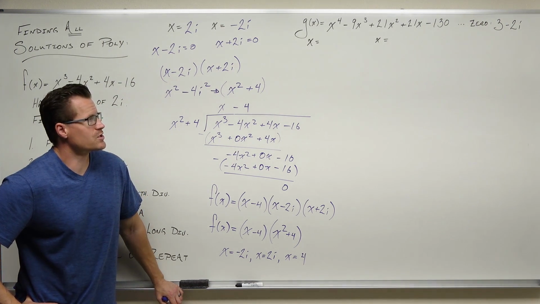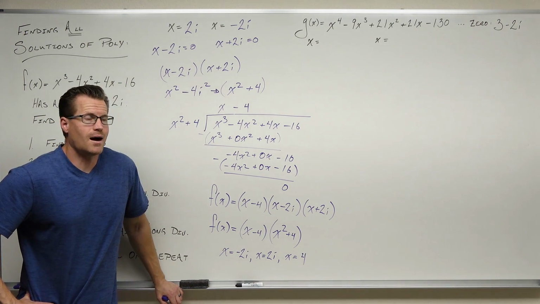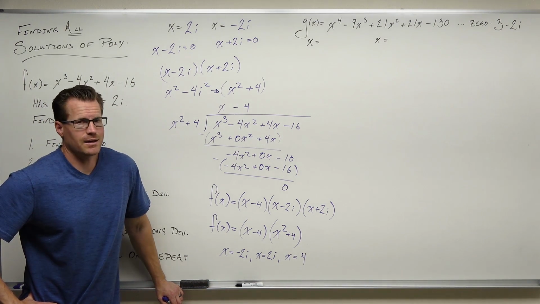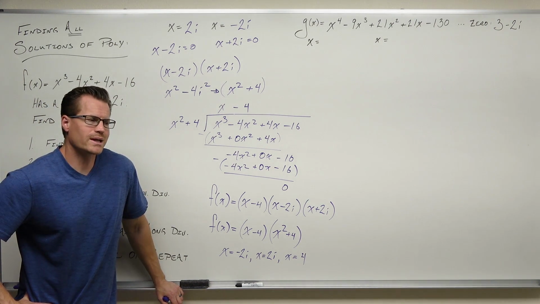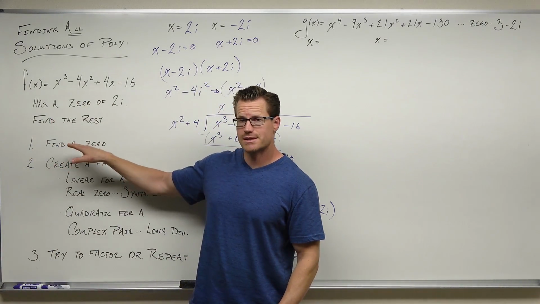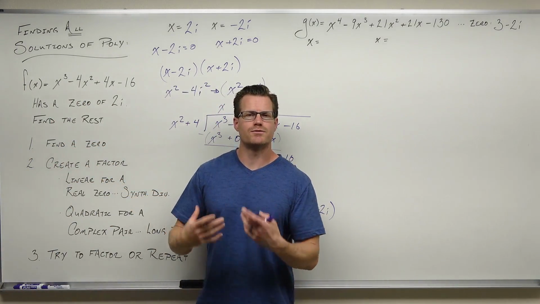Here, this next one, this g of x, this is clearly not factorable. We don't have a GCF in there. This is not going to work with factoring by grouping. So we're really left to, we need to know a zero in order to create a factor in order to divide this.